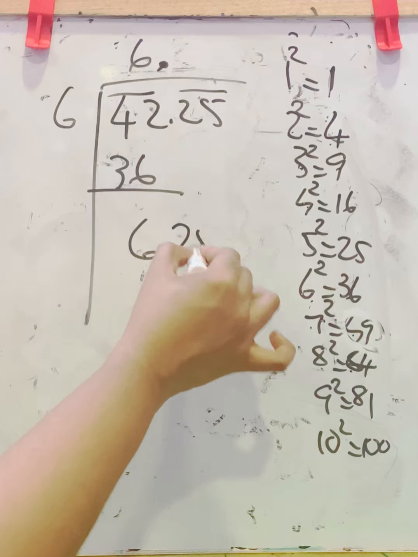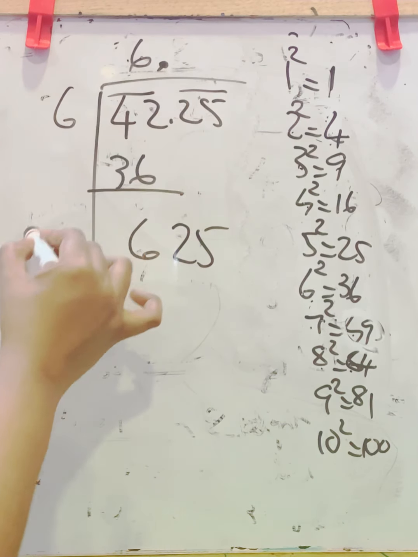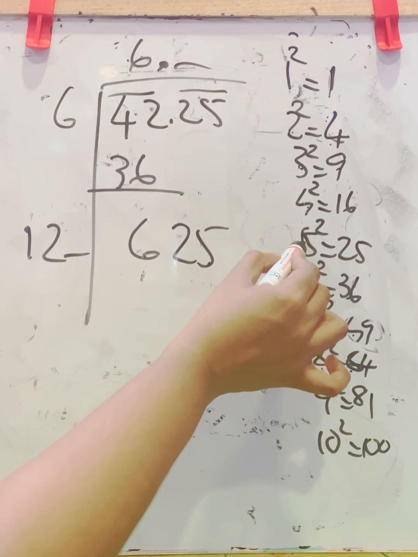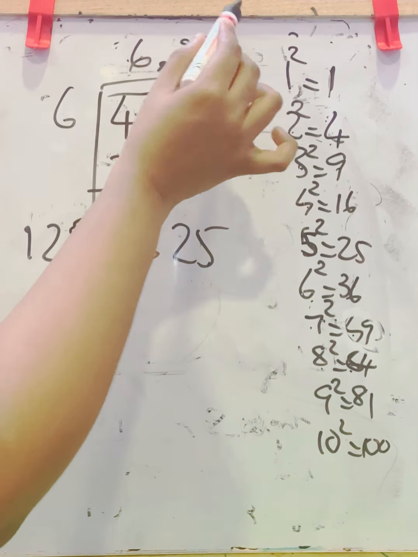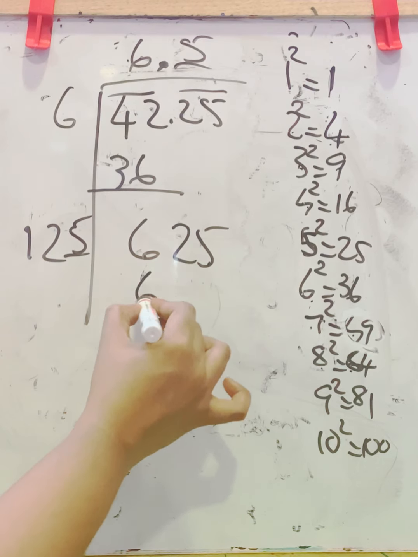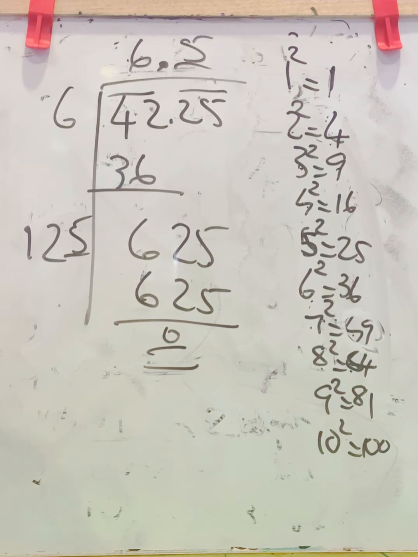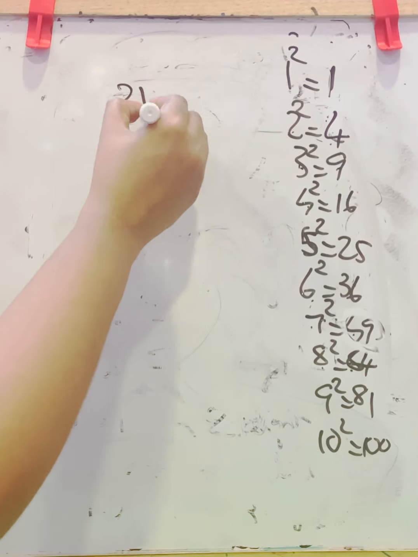Now carry down 25. Now double this number, meaning 6 2s are 12. Dash and dash here. 5 is at its ending digit, that means 5 square. So 5 and 5. 125 into 5 is 625. Balance 0. So the square root of 42.25 is 6.5.